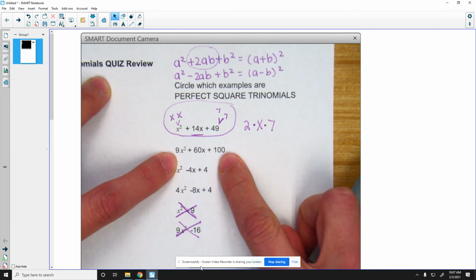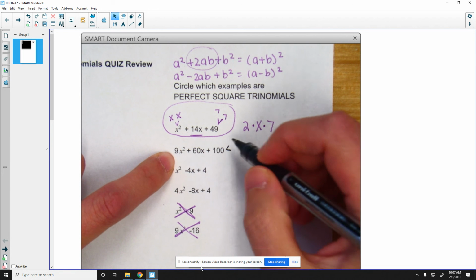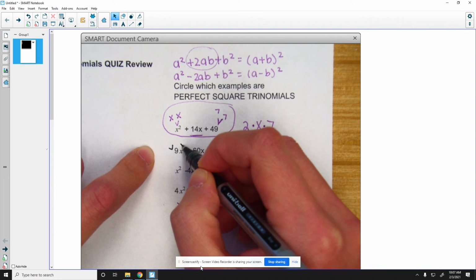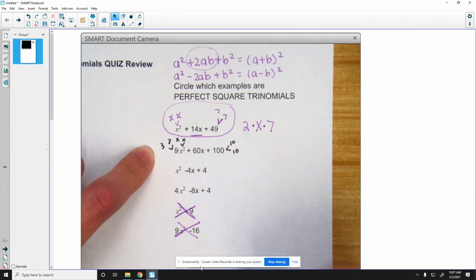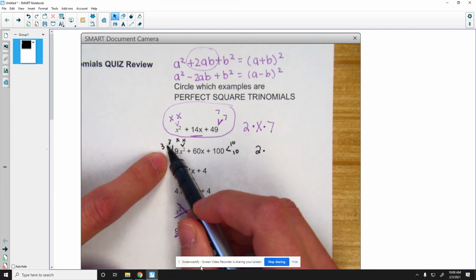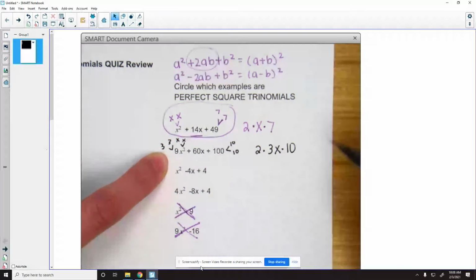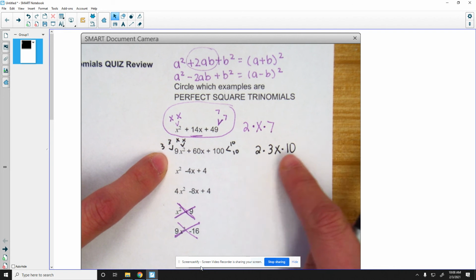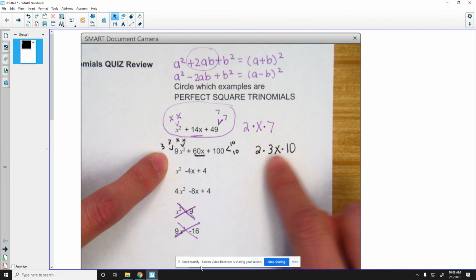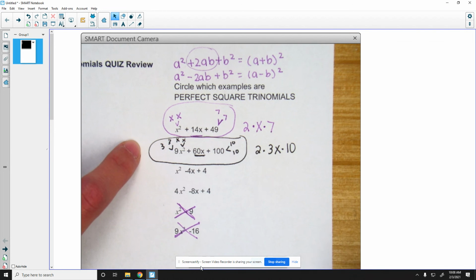Okay, so let's try this one then. Let's break it down and see if it works the same. So 100 is what times what? 10 times 10. 9x squared is 3x times 3x, right? So I have 2 times a. A is 3x, so 3x times b, which is 10: 2 times 3x times 10. 2 times 3 is 6, 6 times 10 is 60 with an x, so it's 60x. So this has to be 1 as well.